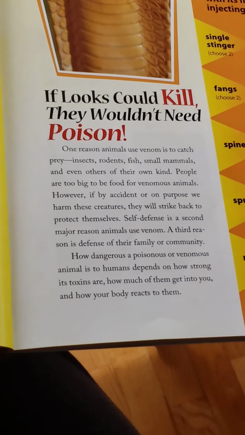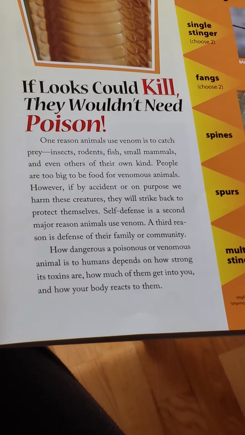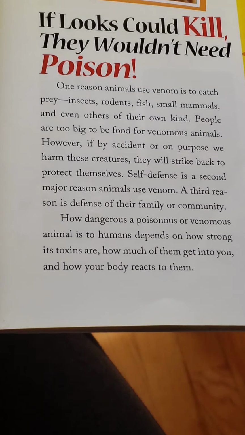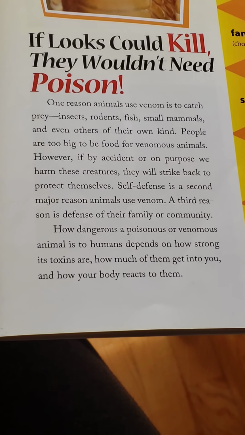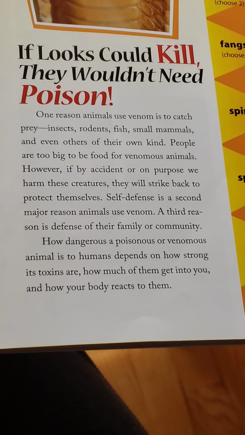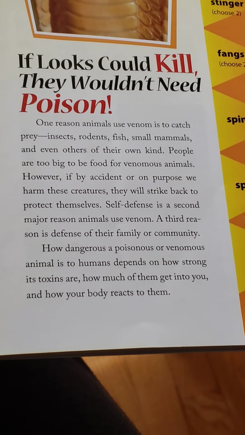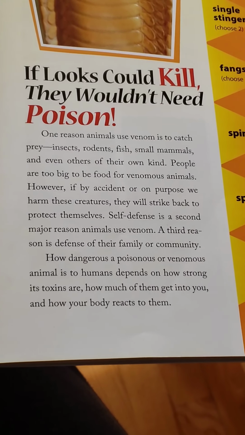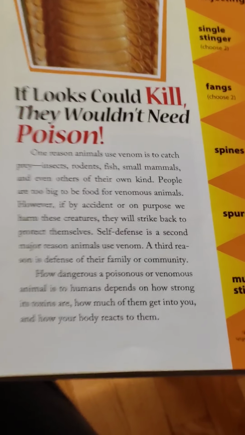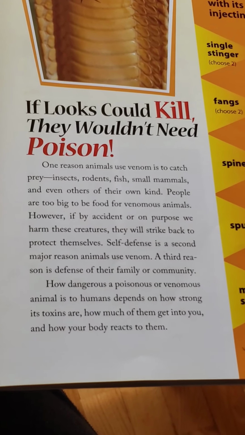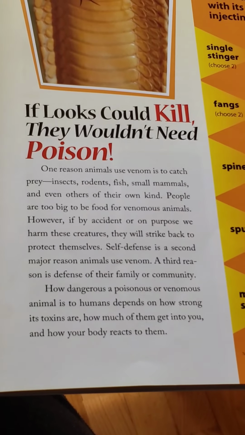Well, one reason animals use venom is to catch prey: insects, rodents, fish, small mammals, and even others of their own kind. People are too big to be food for venomous animals. However, if by accident or on purpose we harm these creatures, they will strike back to protect themselves. Self-defense is a second major reason that animals use venom.